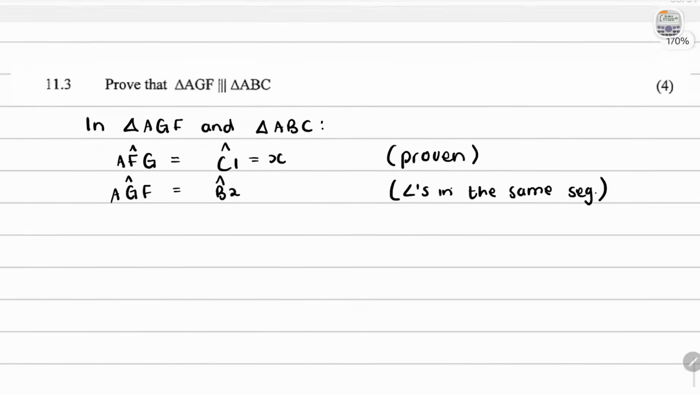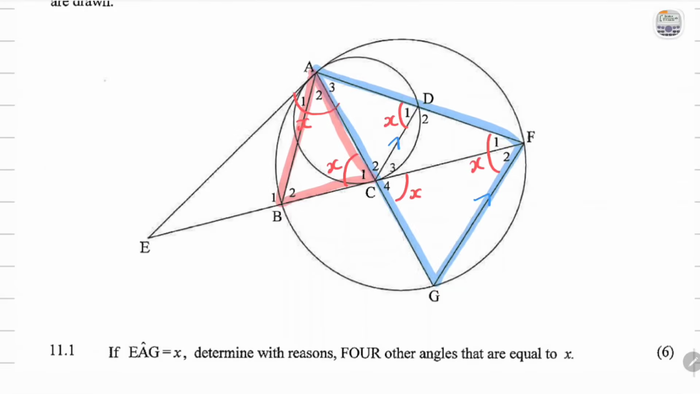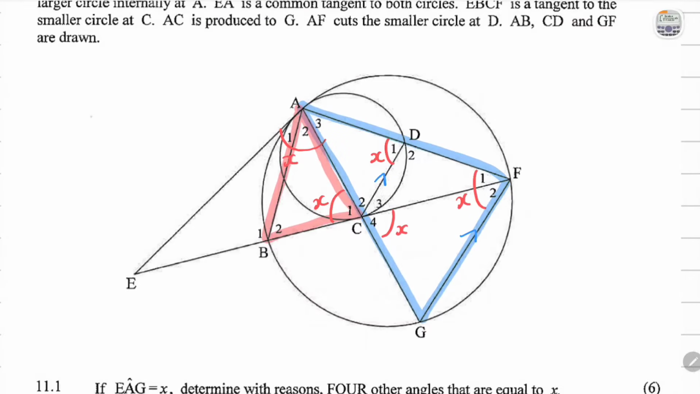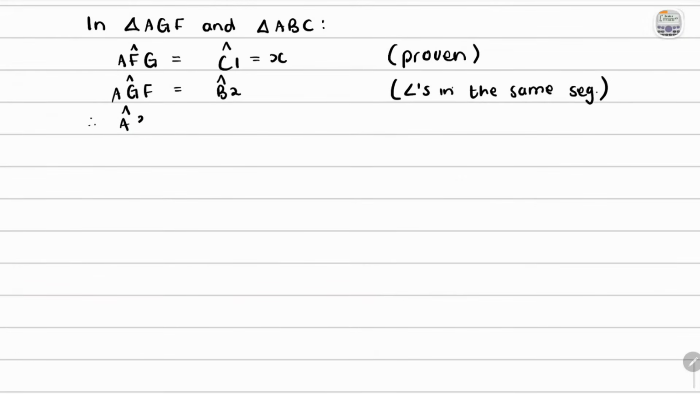Okay, and now that we have that, we can also just finally conclude that the third angle in each triangle would be equal by default because the sum of angles in a triangle must add up to 180 degrees. So if those two are already equal and those two are already equal, then by default, the remaining two will be equal. So angle A2 would be equal to angle A3. We can tell them that angle A3 is therefore equal to angle A2. And this is because it is the third angle in a triangle.